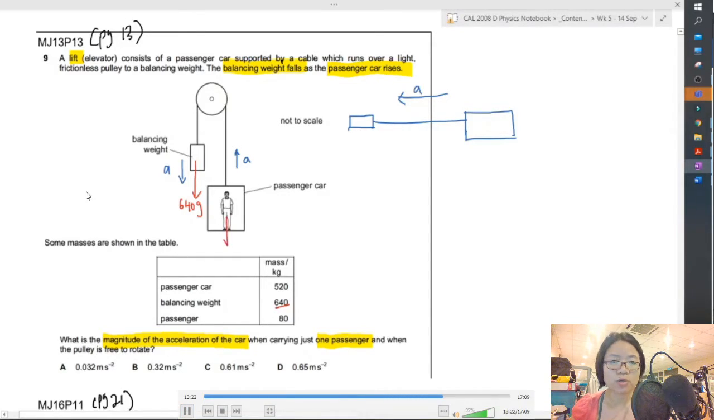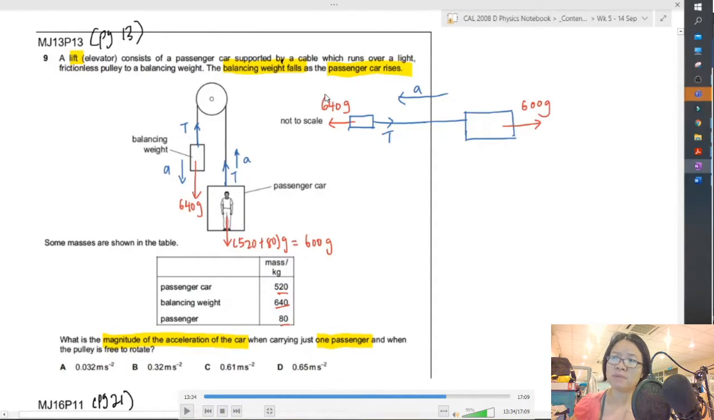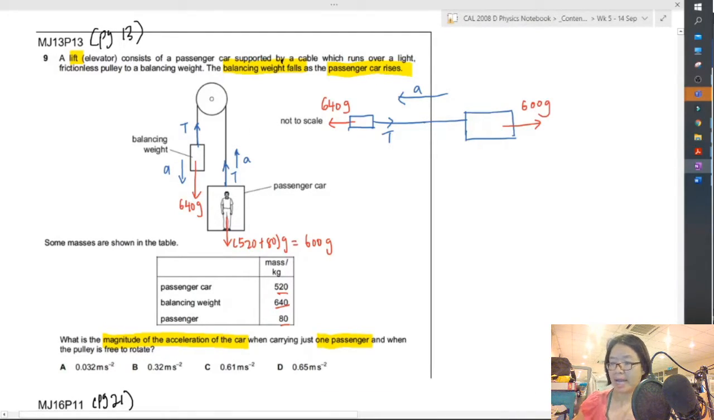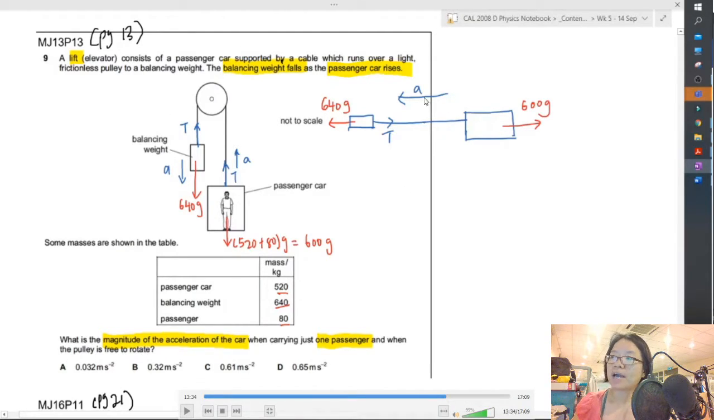Step 2, I'm going to label the forces. So the balancing weight is 640 kg. So I'll take 640 multiplied by g. And the human plus lift is 520 plus 80. So 600 multiplied by g. After straightening if you look at this diagram, after straightening this pulley, I get 640 pointed to the left and 600 pointed to the right. Your acceleration is towards the left. So it's a bit like I take the pulley and straighten the wire. When I straighten this, right, I can clearly decide which one is positive, which one is negative.